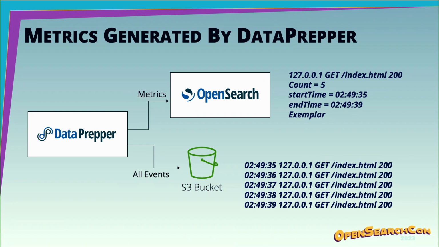This is an example of how a count metric is generated. If you have input of, say, 5 different log statements, you can send all the events to S3 and just send one event to OpenSearch with the count and an exemplar. The exemplar will contain some context, and you can use that context to find the details of the actual events in S3 if you really have to for root cause analysis and so on.